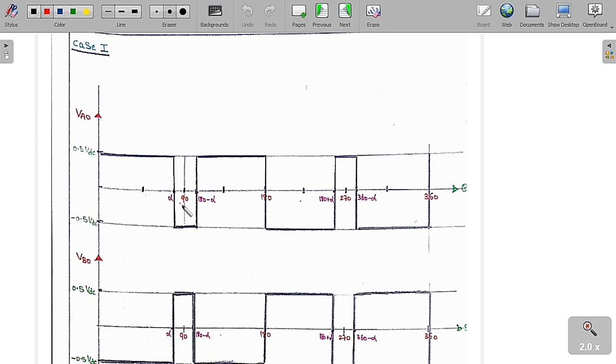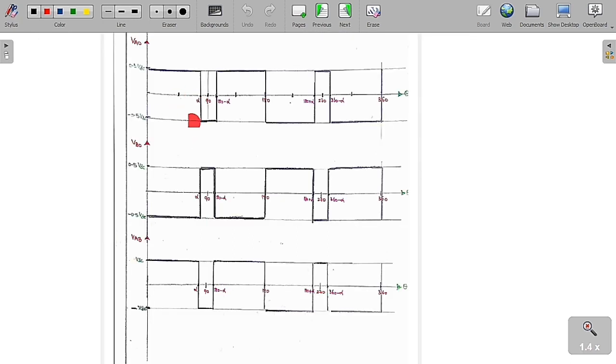From 0 to alpha I am going to switch on switches 1 and 2, and what I am going to get is VA0 equal to plus 0.5 VDC and VB0 equal to minus 0.5 VDC. Therefore VAB is equal to plus VDC. So from 0 to alpha I have switched on 1 and 2. If I switch on 1 and 2, VA0 is equal to 0.5 VDC and VB0 is equal to minus 0.5 VDC. So VAB is equal to VDC from 0 to alpha.